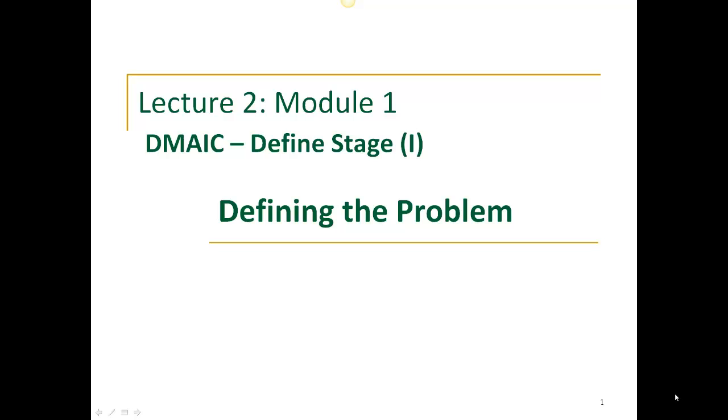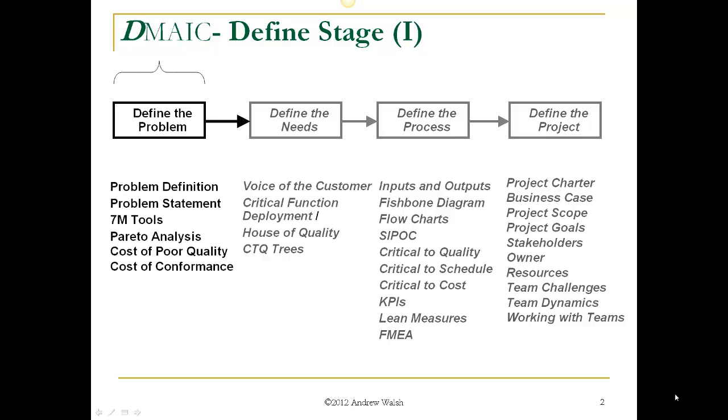Defining the problem. In the Define stage, we'll look at 4 steps. First one is defining the problem, which is the focus of this module. Then we'll define the needs, which is looking at the voice of the customer and what the customer wants. Then we'll define the process, actually figure out what the process is. And then we'll define the project. What is it that we're going to try and do in the course of the project?